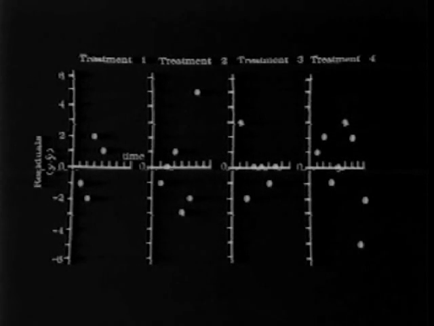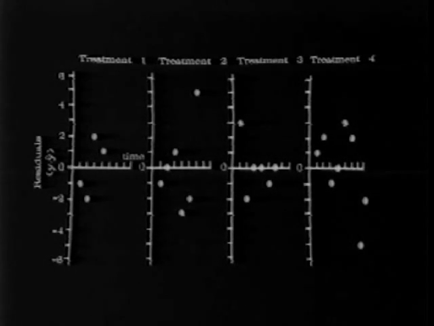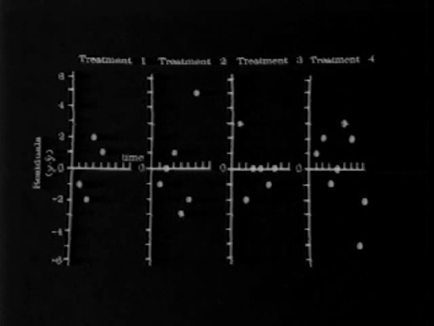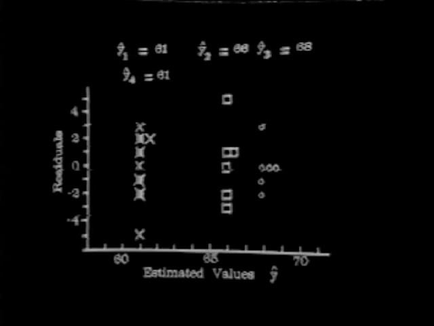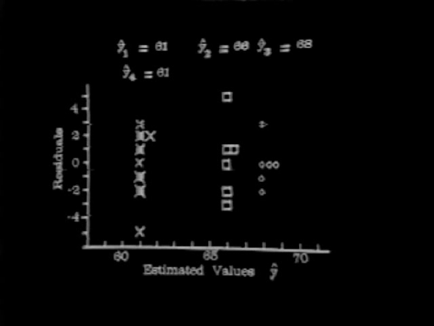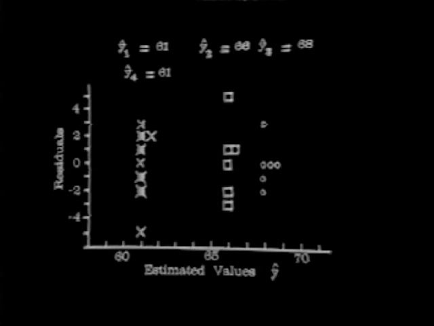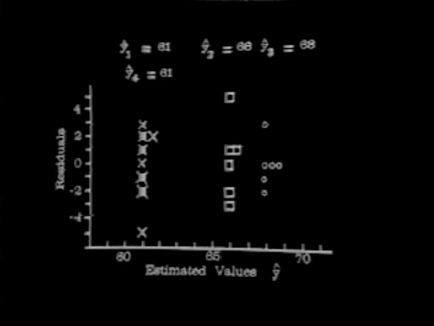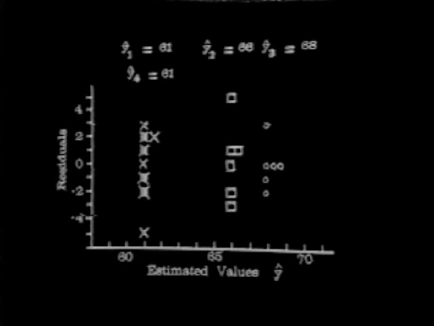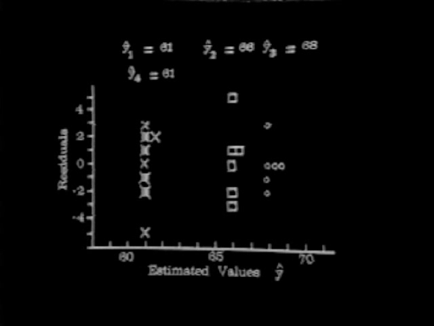Now there's one other way to plot the residuals which is very interesting, and that has to do with plotting the residuals against the predicted values. And so we're going to see that unusual chart right now. Now the predicted values for each one of the treatments happens to be the average for each treatment. In other words, if I were going to predict what's going to happen in treatment 1, I would predict a 61, because that was the average for treatment 1. And you'll see here that the residuals are plotted along the vertical axis and the estimated values along the horizontal axis.